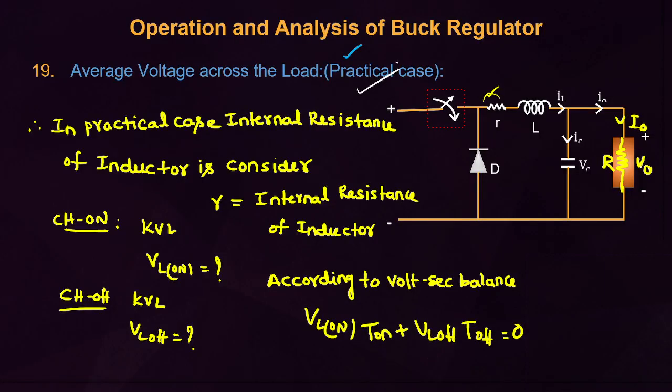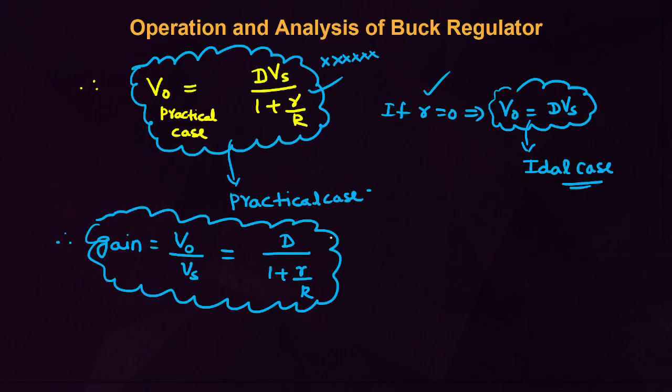That is, if the internal resistance of the inductor is given, let small r be the internal resistance of the inductor, then it is a practical case. When is it an ideal case? If the internal resistance of the inductor is given, you have to take the practical case. If it is not given, you take the ideal case, friends. By considering the internal resistance of the inductor, what is the average output voltage? Average output voltage equals D Vs by (1 plus small r by capital R).